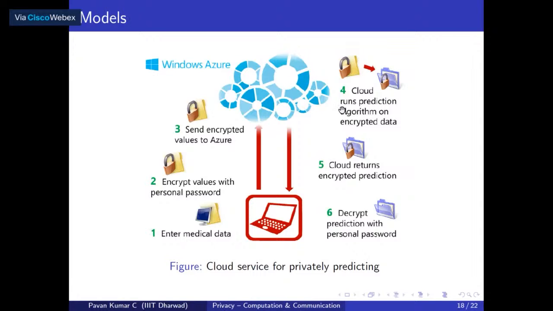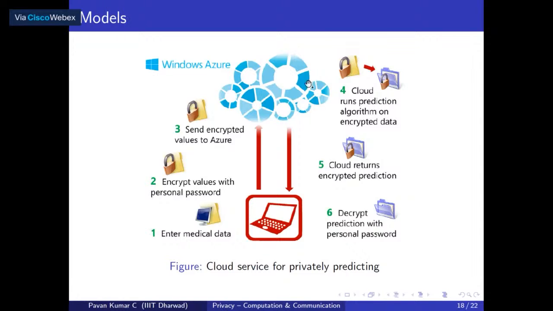Now this cloud will return the encrypted prediction data, and then the end user can download it and decrypt it with the personal password. So if you observe this diagram in the proposed method, the data will be in plain text only at the owner's place, and it will be in the encrypted format as soon as it leaves your premise. Whether the data is in motion or at rest, in both aspects, the data will be in the encrypted format. So no one can learn what is there in the data, since the data is in ciphertext.